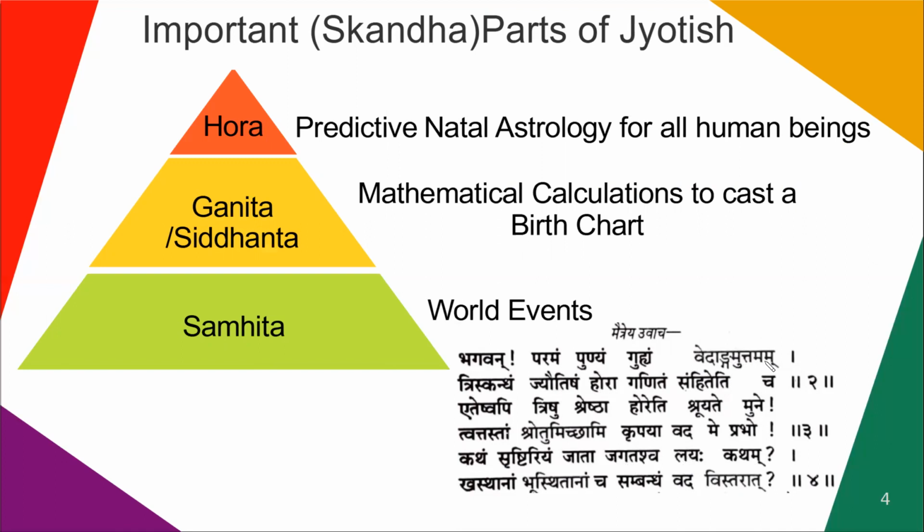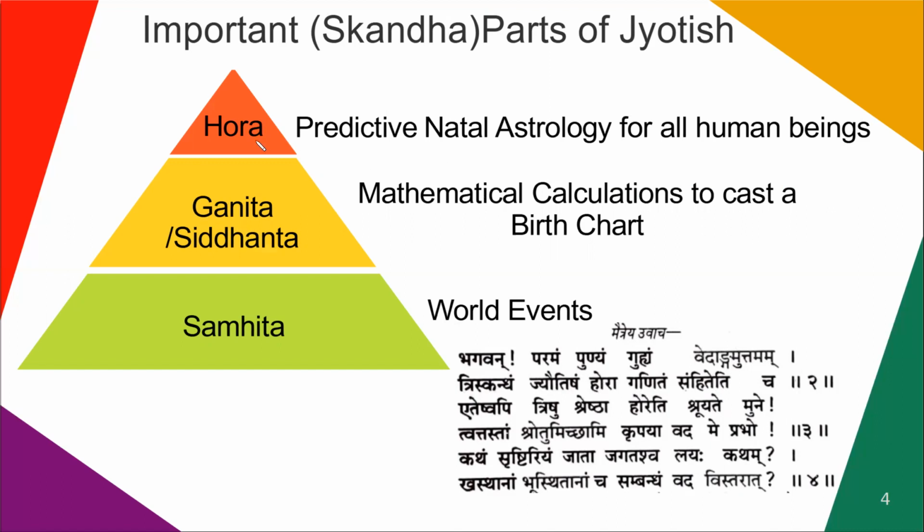And he also knew that Jyotish is made up of three parts. Three skandha, three means three, skandha means part. So the three parts of Jyotish are Hora, Ganita, and Samhita. We'll go one by one through these.